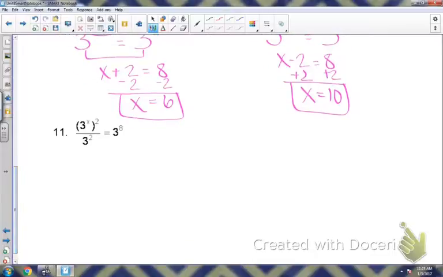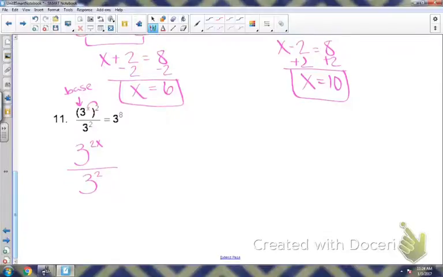Alright, last one here. Notice we have parentheses. We need to get rid of that first. This 3 is a base, not a coefficient, so it needs to stay as 3. When we distribute that inside our parentheses, a power to a power, we multiply. So that would be x times 2, which is 2x. Notice this denominator, I don't need to do anything with. I want to keep it as the base of 3, and then keep that right side as 3 to the 8th.